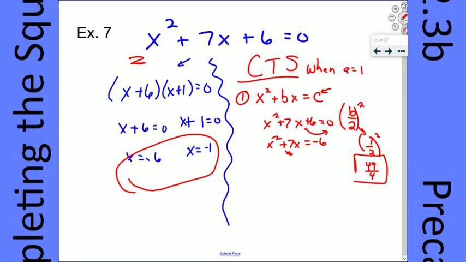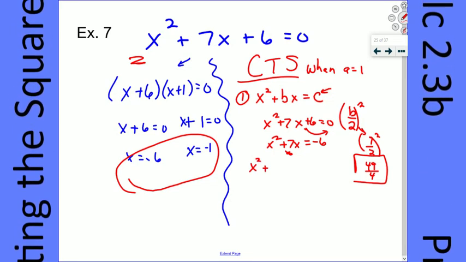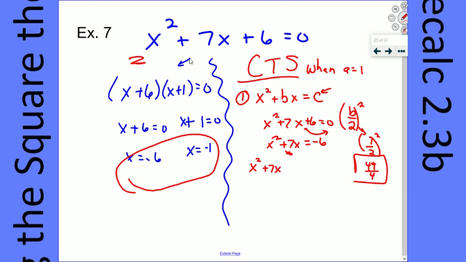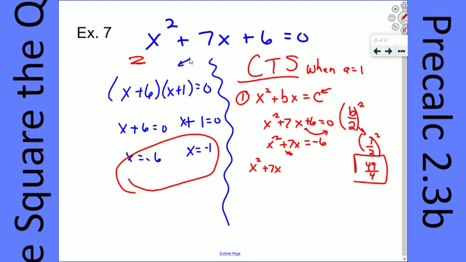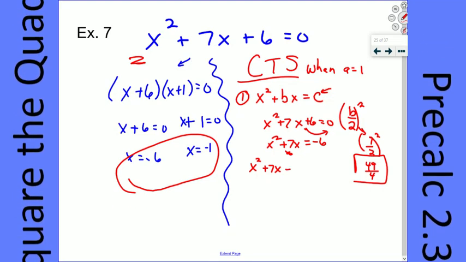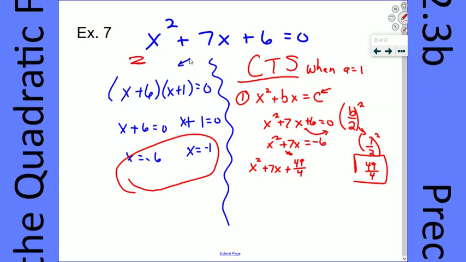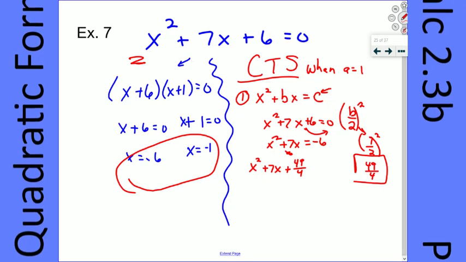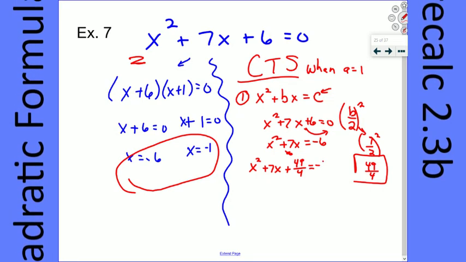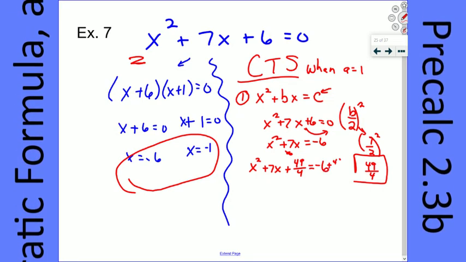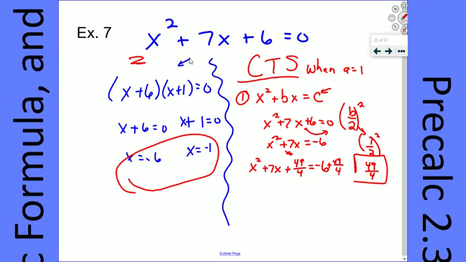So we get x squared plus 7x, and this is where, back when we were talking about factoring, all those rules came in. So we have plus 49 over 4. We're going to add that number to one side of our equation. If we add it to one side, then we're going to have to add it to the other side. Negative 6 plus 49 over 4.